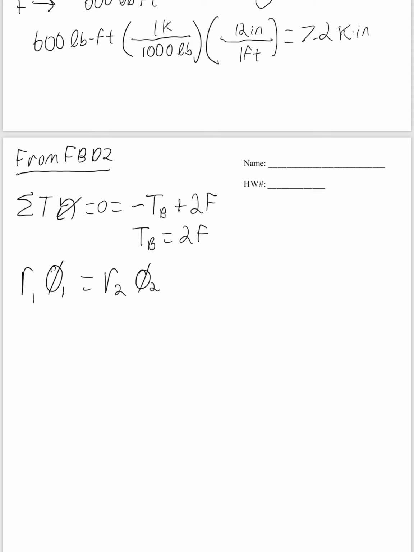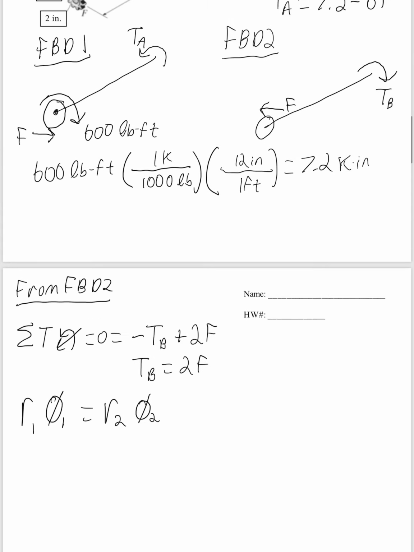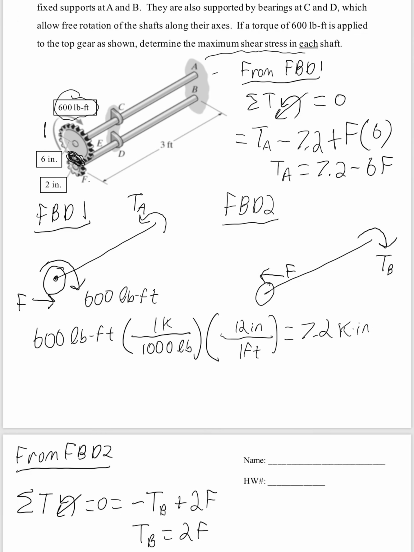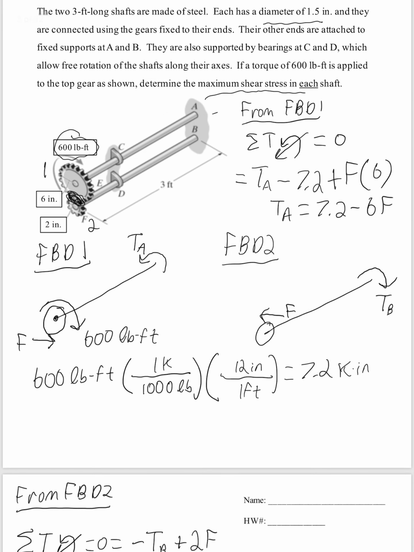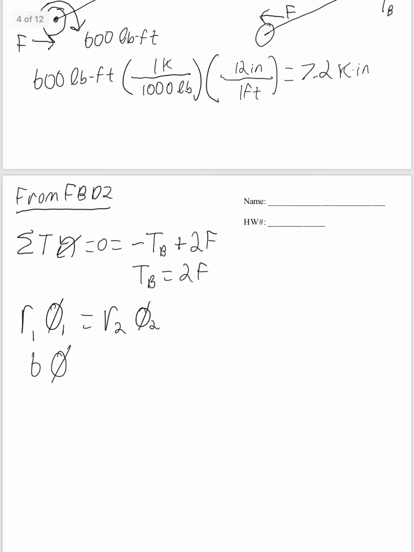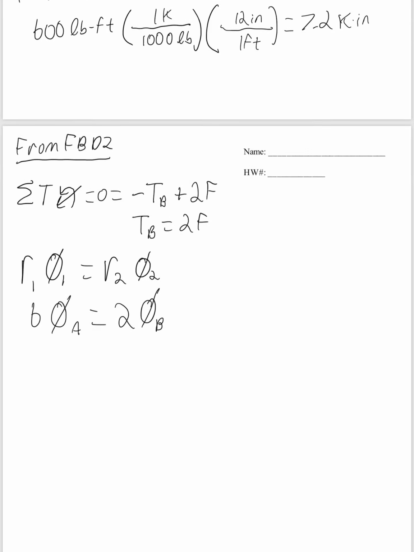But just some dimension, so radius, diameter, circumference times the angle of twist equals the same thing, but for the other gear. So we'll call this top gear, gear 1, this bottom, gear 2. So the first radius is 6 inches times the angle of twist. Instead of putting 1, I'll put A, because that is for shaft A, equals the radius of the second one, 2, times the angle of twist of shaft B. So that means we know that 3 times the angle of twist A equals angle of twist B.